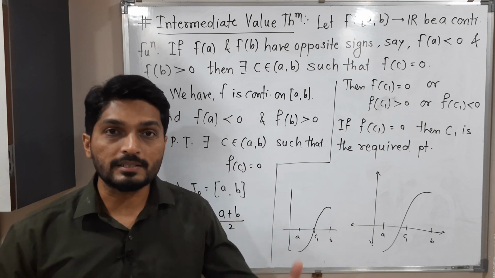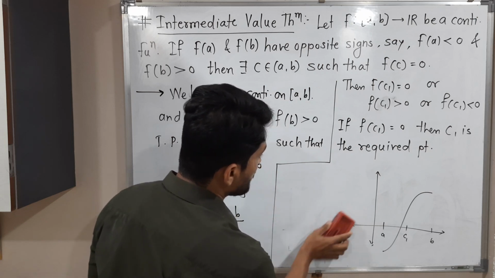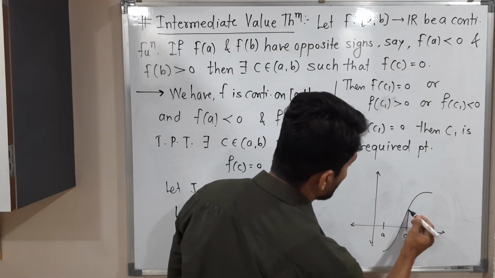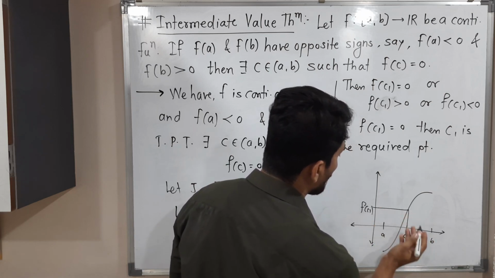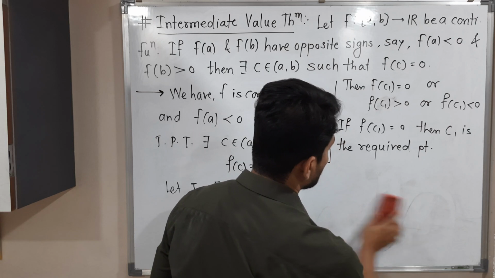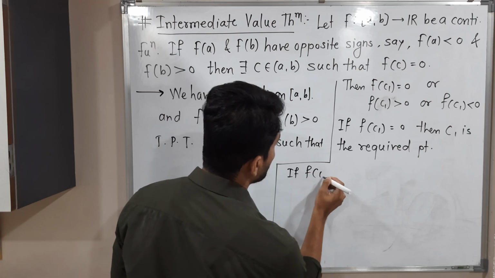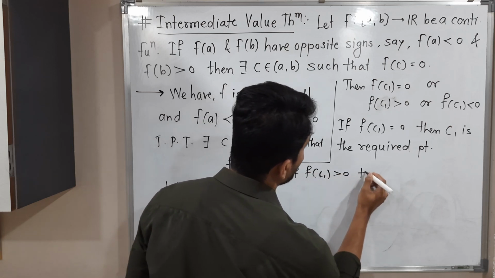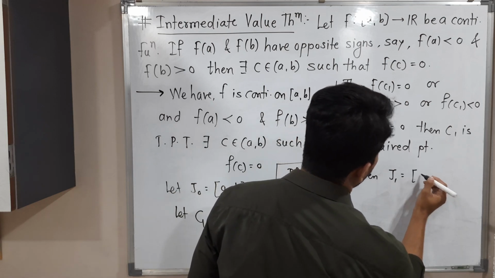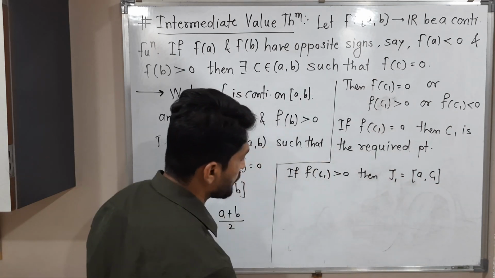So actually we should consider the remaining two cases also. Let us see what will happen if f of C1 is positive. If f of C1 is positive, the situation will be like this. C1 is here, f of C1 will be here. It is positive, that means above the x-axis. In that case, what will I do? Let me write. If f of C1 is positive, then I am going to select j1 is equal to the closed interval a, C1. With the help of the diagram, I will try to tell you.